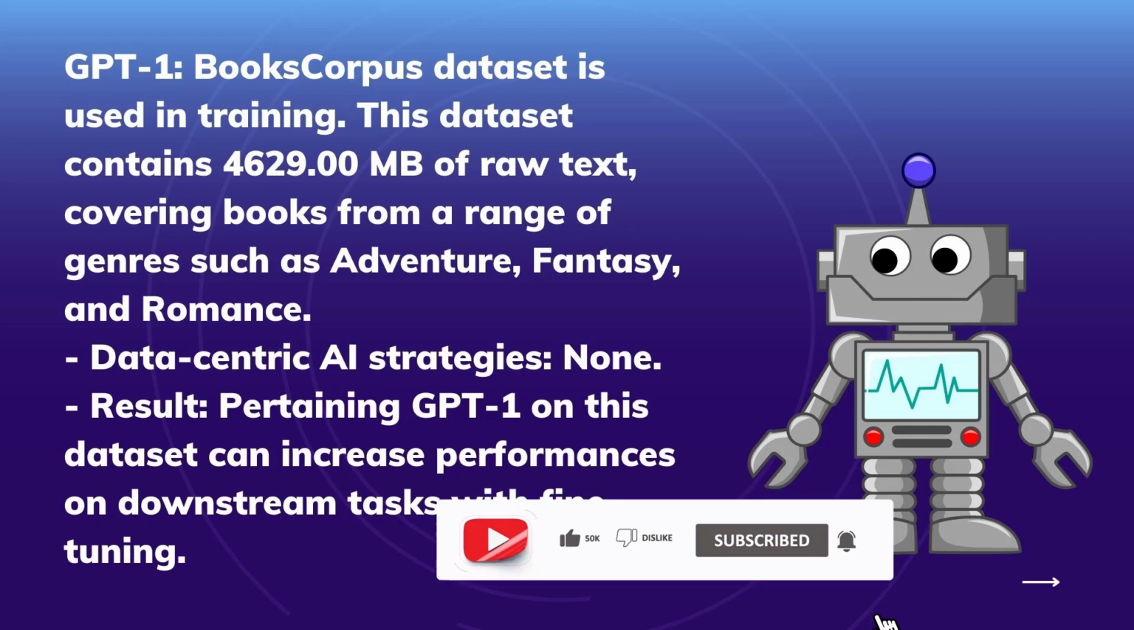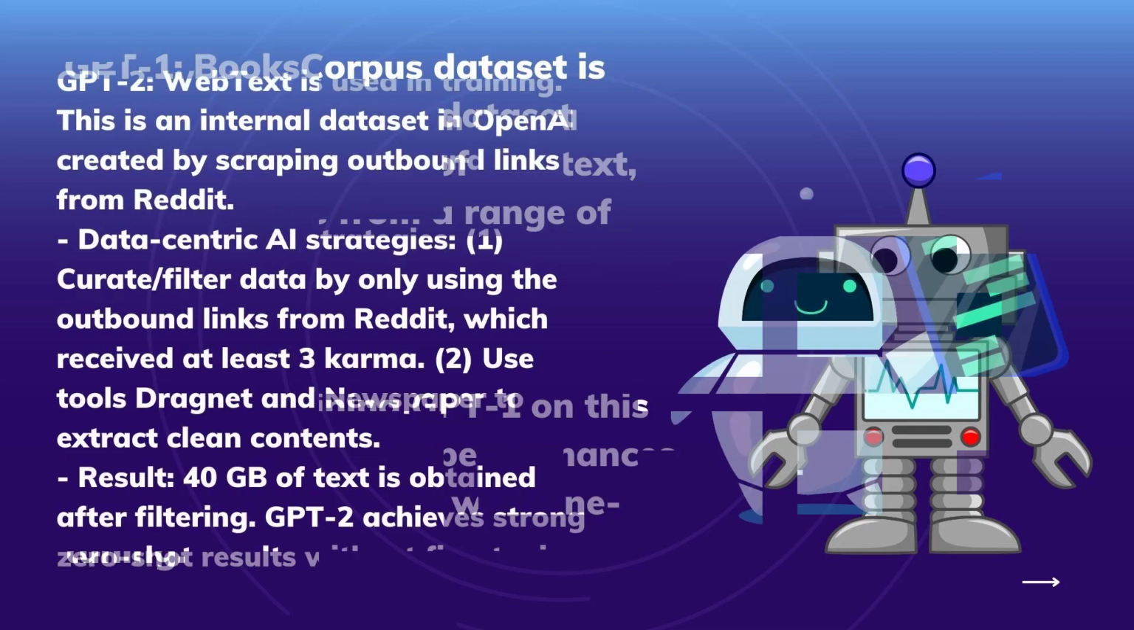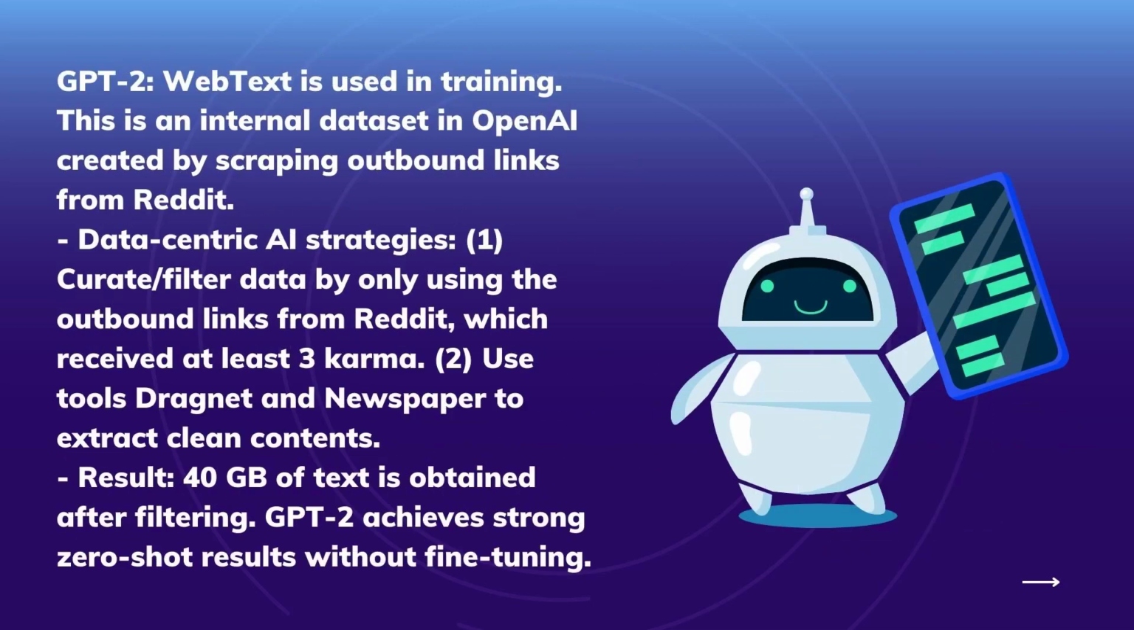Result, pretraining GPT-1 on this dataset can increase performance on downstream tasks with fine-tuning. GPT-2, WebText is used in training. This is an internal dataset in OpenAI created by scraping outbound links from Reddit.